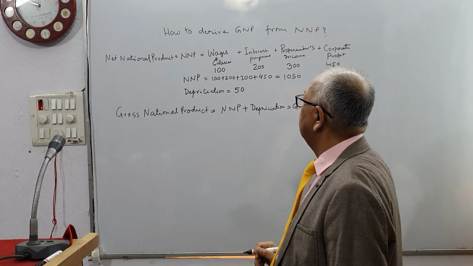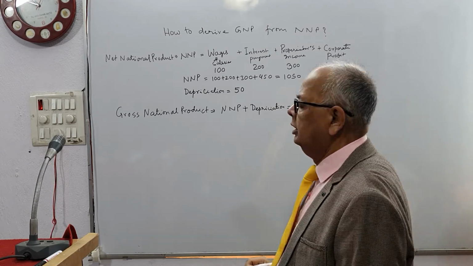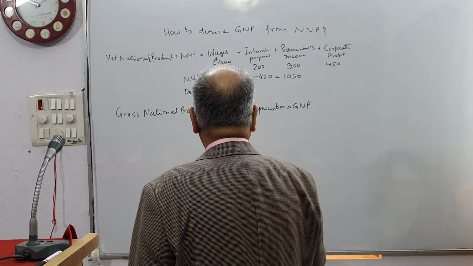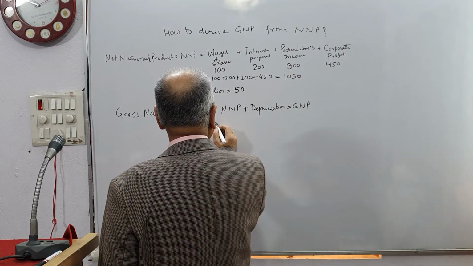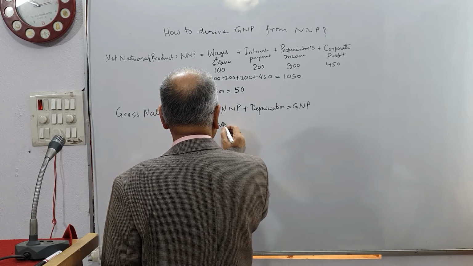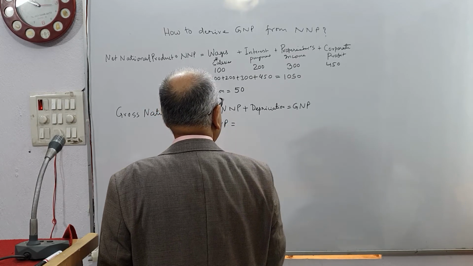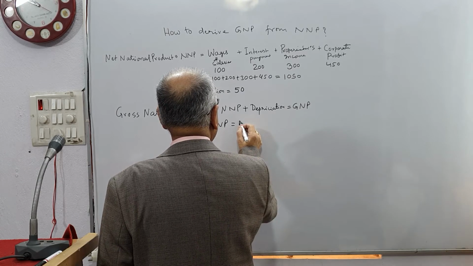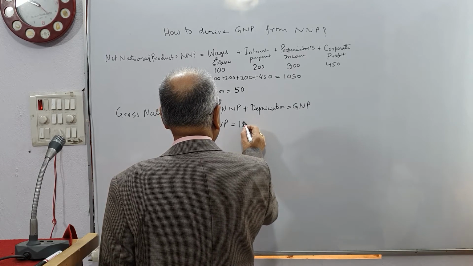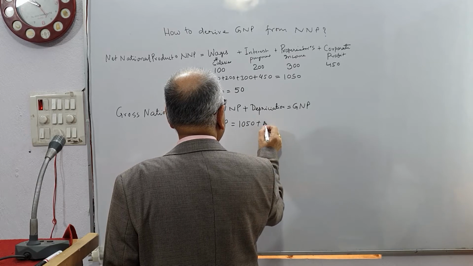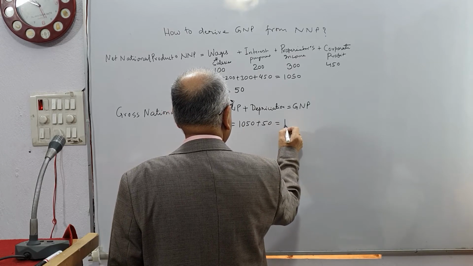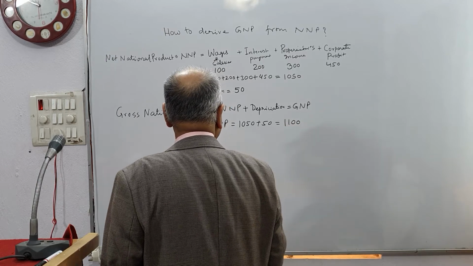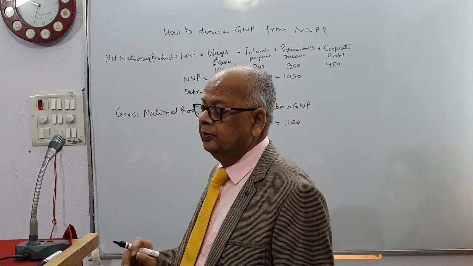So from NNP we have to calculate GNP. What is the value of GNP? GNP will be equal to NNP plus depreciation. 1050 plus 50, it means 1100. So GNP is 1100.